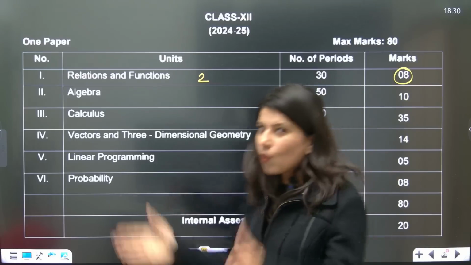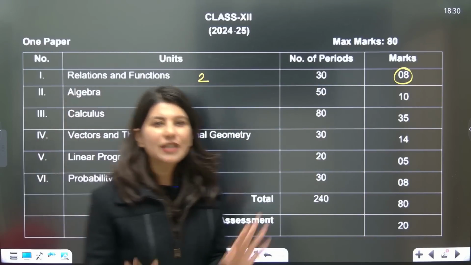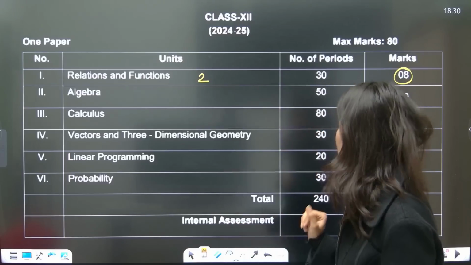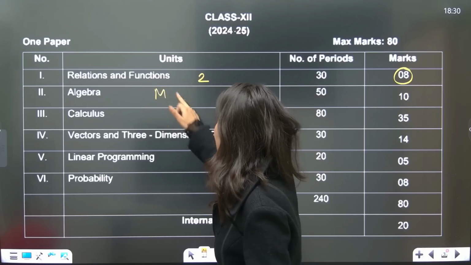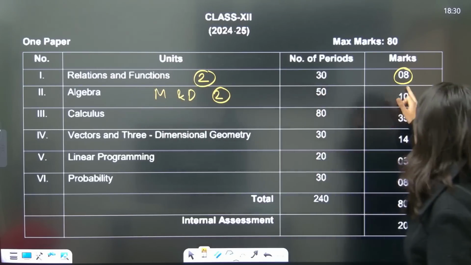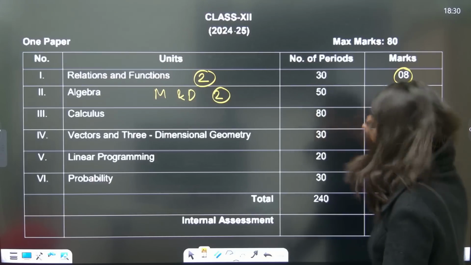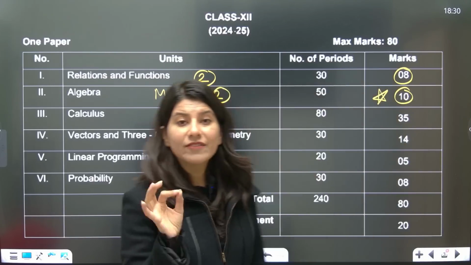But ma'am, what is the weightage of functions and what is the weightage of ITF? That I am also going to tell you. Do not worry about it. Then I'm going to talk about algebra. In algebra we have matrices and determinants. So again, two chapters consisting of 10 marks. This matrices and determinants, I will say, is a high return on investment chapter.